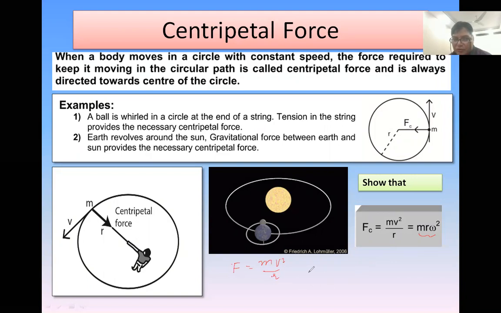I tell you, you know that v equal to r omega, from the previous lecture. Put this value over here. What happens? M as it is, and this is r omega whole square, and this is r. M as it is, this is r square omega square, r as it is. This r cancels with the square. Then what is this? M r omega square.